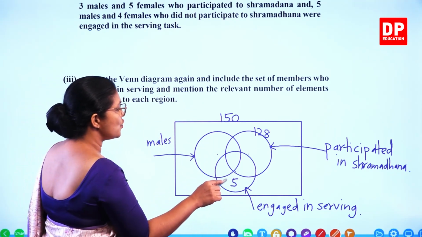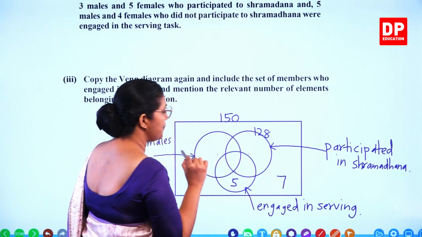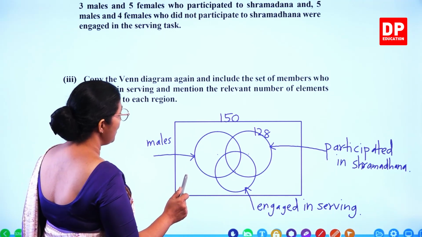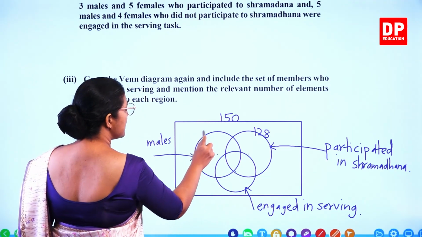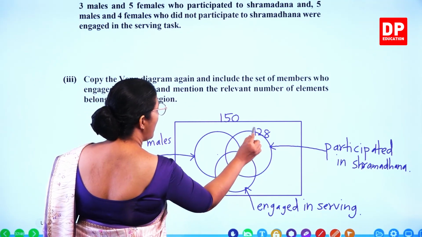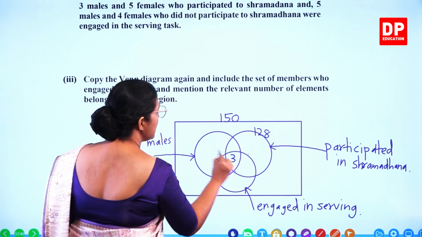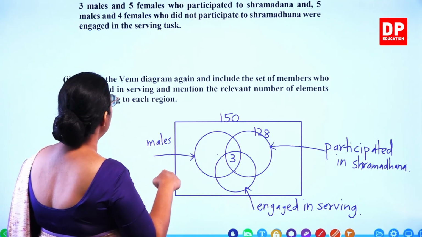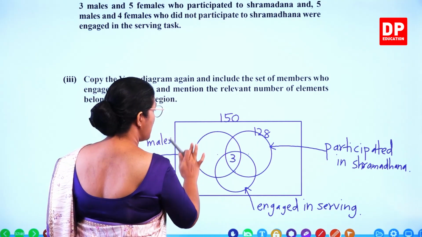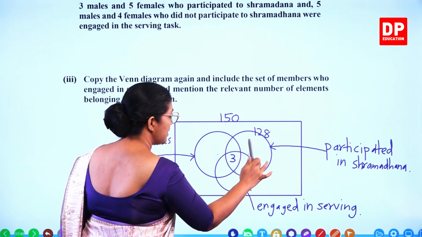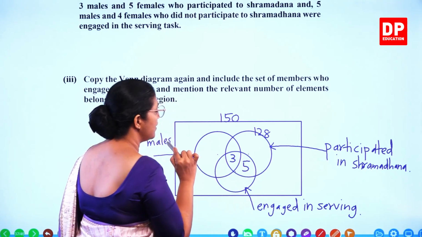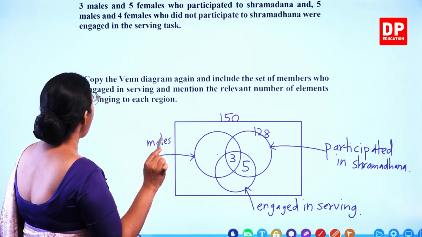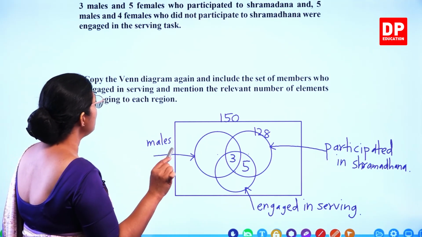5 females engaged in serving. So this becomes 7 then. 12 minus 5. Then 3 males and 5 females. So 3 males out of the male circle, 3 males who participated in the Shramadana. So that means 3. Now join to engage in serving. And 5 females. Now outside the male circle and inside 128 circle, that's here. 5. 5 females and 3 males who participate to Shramadana, and 5 males and 4 females who did not participate.